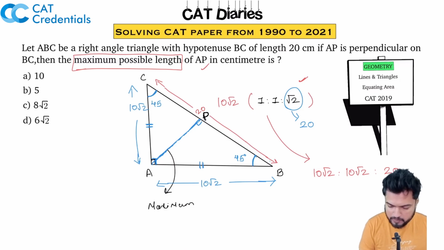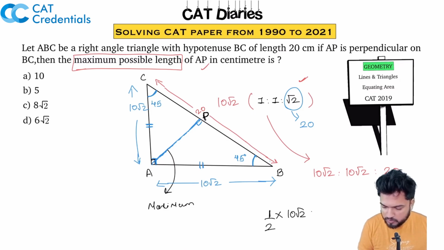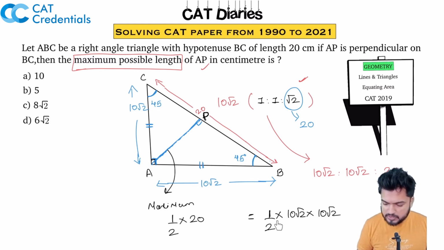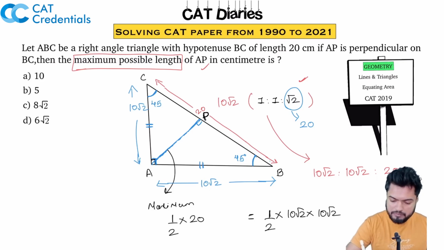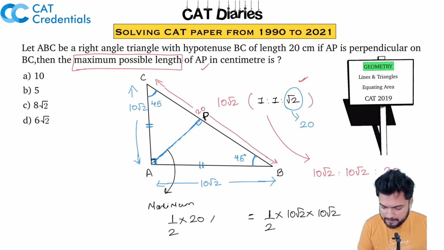What do I know about my formula? Half into base into height. Base is 10 root 2 into height is 10 root 2. Okay, this entire thing is equal to what? Again, half into base into height. Base is 20, that is BC. Half into, I'm applying this. Okay, first half into AB into AC, that is this. Then half into BC, which is 20, into this AD, because this is a perpendicular and perpendicular is always our height. So half into 20 into AD. That's it. I equated area to find out length, that is AD.